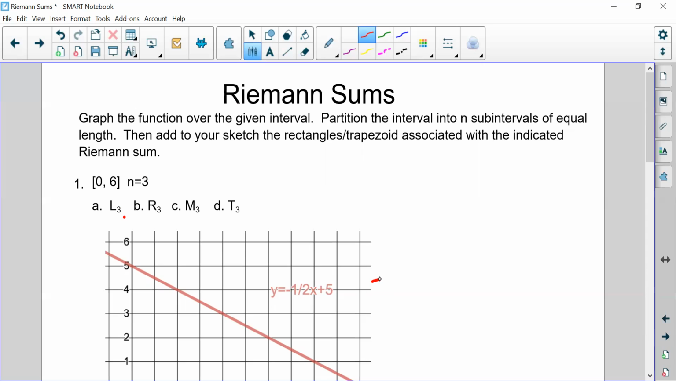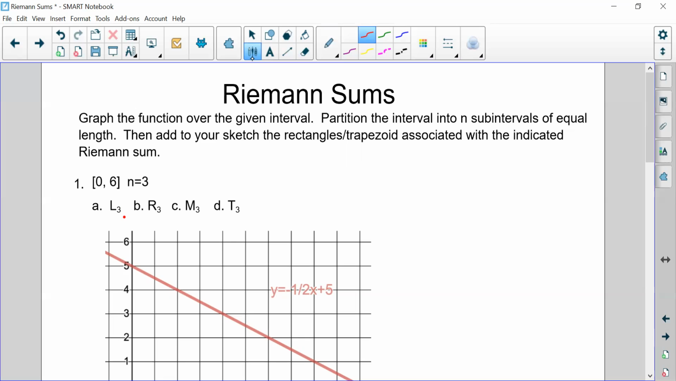Now, the T3 stands for the trapezoidal rule. It's not technically a Riemann sum; it was discovered later on after Riemann, but it uses some of the same properties. Instead of forming rectangles, because Riemann just focused on rectangles, you form a trapezoid. We put it in with the Riemann sums because the process is very similar, but technically it's called the trapezoidal method or trapezoidal rule.